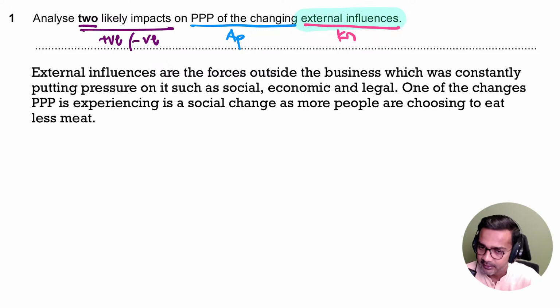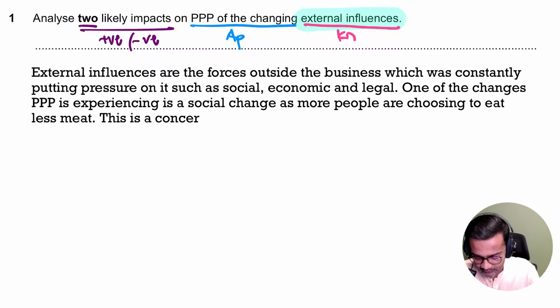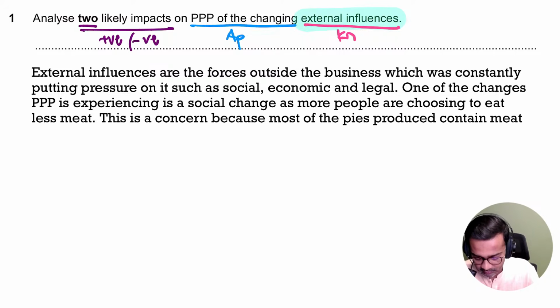Now I will also say this, and this is very, very important, that just rewriting things from the case study into your answer does not qualify as application. Even though I've written that people are choosing to eat less meat, just rewriting it is no good. Rephrase it, explain it, go into detail. Don't just copy it down. That's what I mean. So people are eating less meat. This is a concern because most of the pies produced contain meat in it.